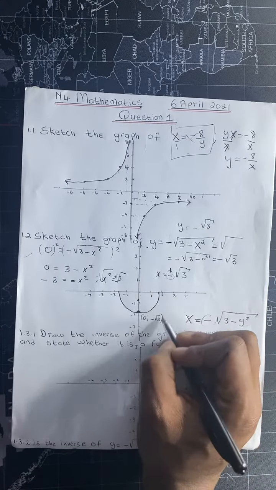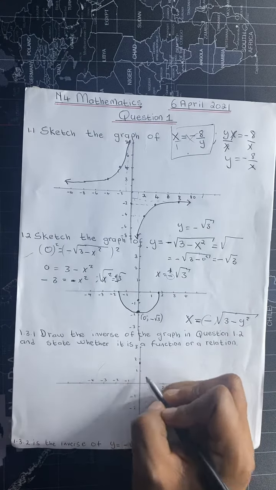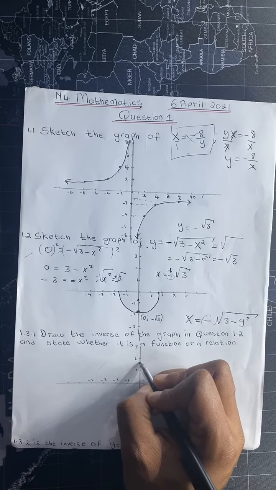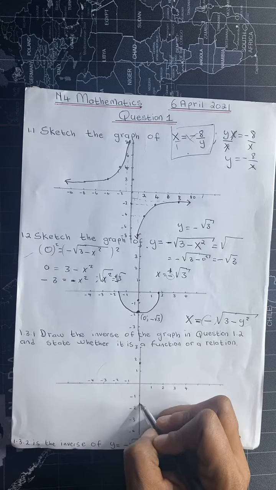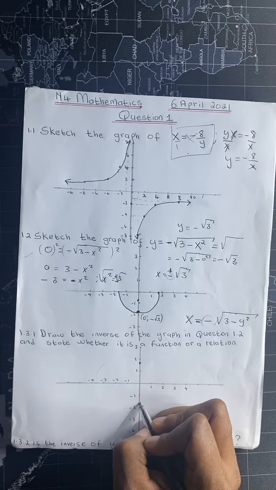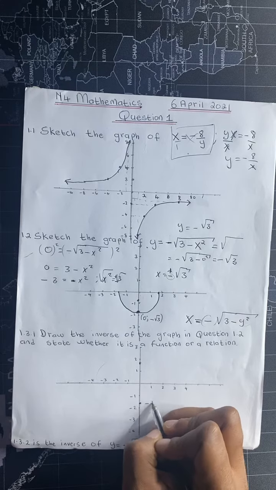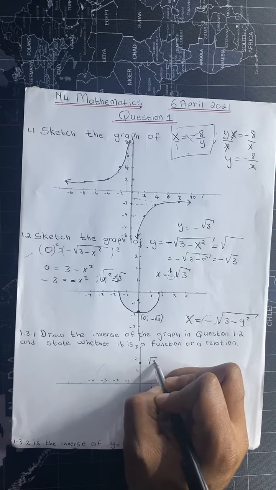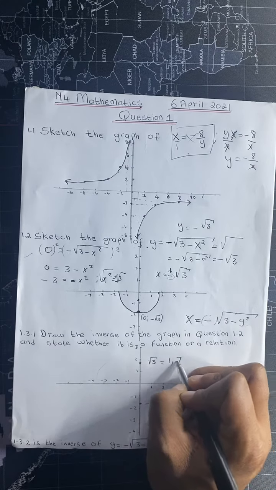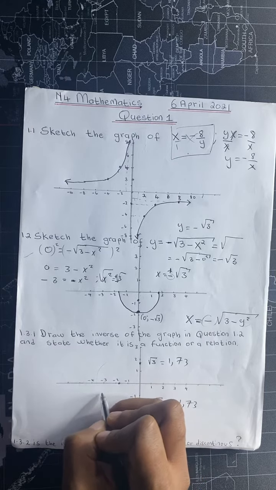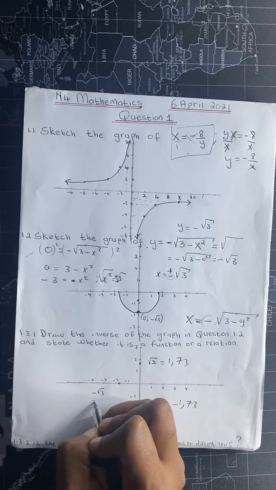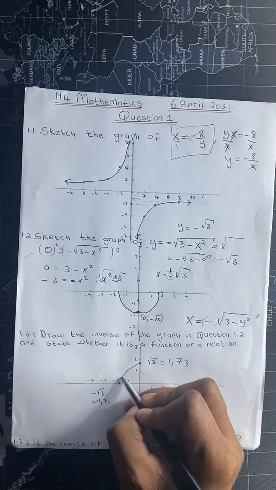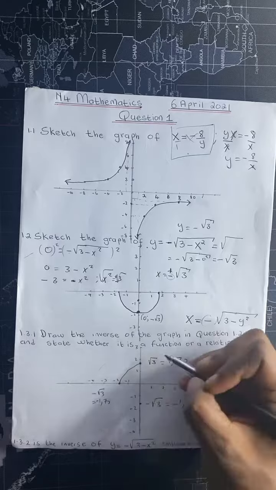So this is rotated. As we saw, the y-intercepts will be at positive 1,73 and negative 1,73. So this will be negative the square root of 3, and this will be positive the square root of 3, and also we'll have negative the square root of 3, which is also equal to negative 1,73. So this graph will take this form.